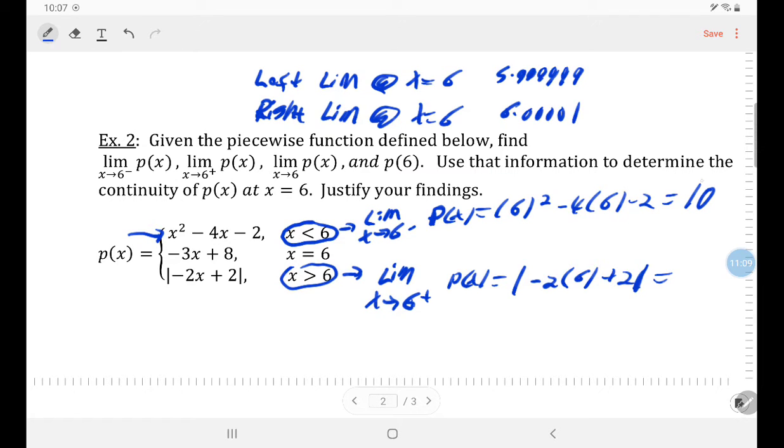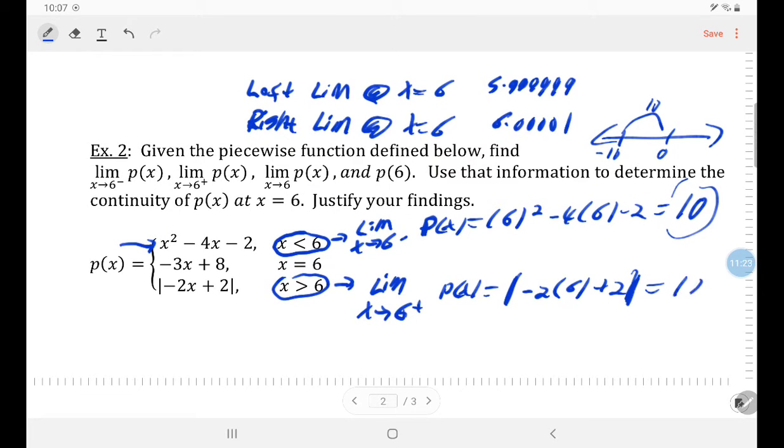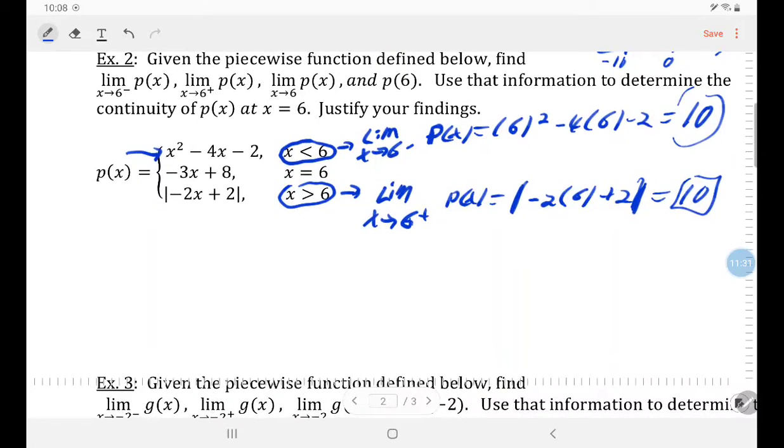You say, oh, that's not the same here. Well, it's an absolute value, which means how far is -10 from 0? That is a distance of 10. So since my left limit and my right limit at 6 both give me that value 10, I can tell you that my two-sided limit as x approaches 6 of the function p of x is also 10. So we have satisfied criteria 1. Does the limit as x approaches c exist? Yeah, and the value of c in this case is 6.